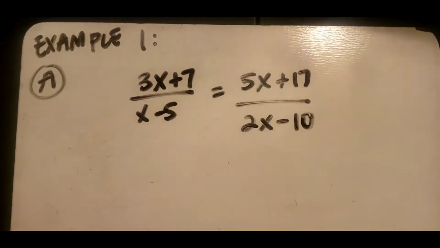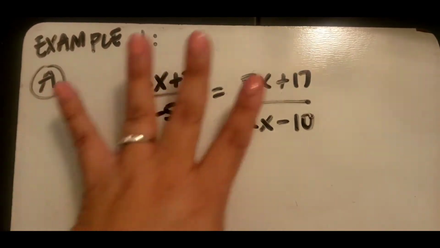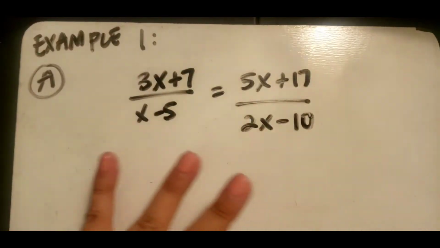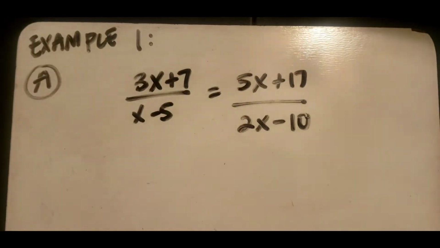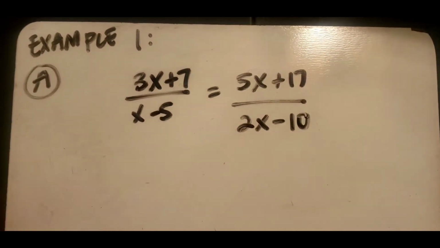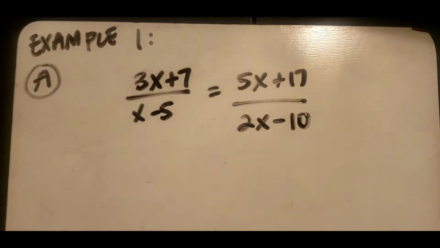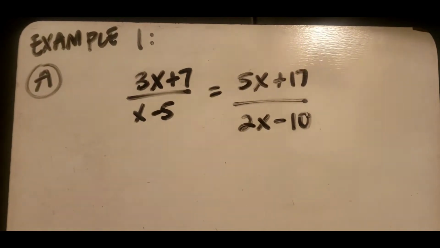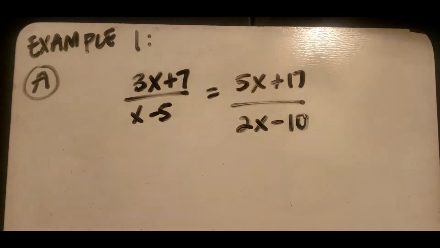2x minus 10. Okay, so there's a couple of things you need to know. We're going to treat these like fractions, okay? So think of all the properties of fractions. Think of adding and subtracting, okay? When you add and subtract fractions, what are you supposed to have before you can even add and subtract fractions? Think about that. Okay, so hopefully you remember that when adding and subtracting fractions, you should be finding common denominators, okay?